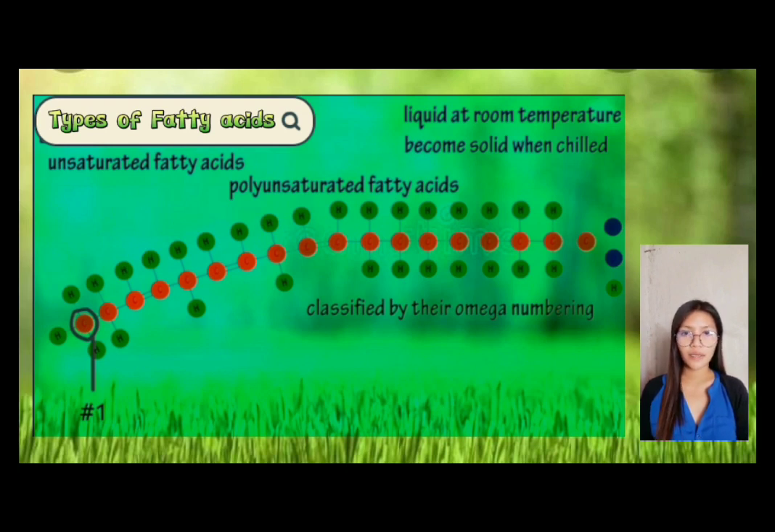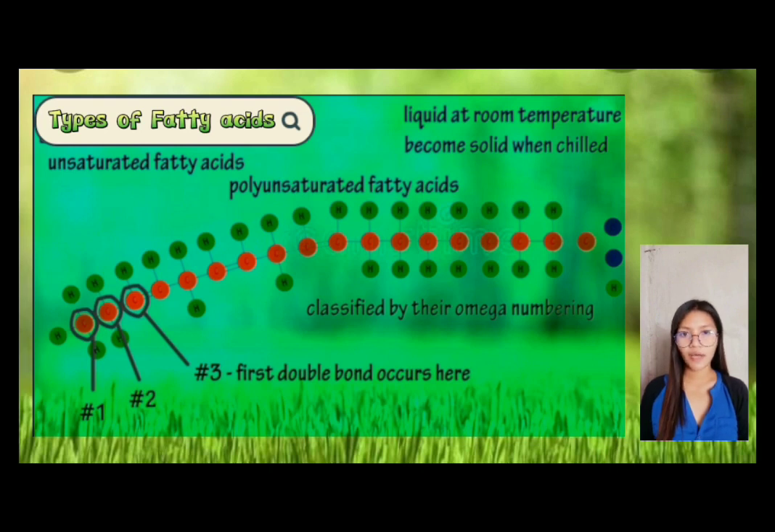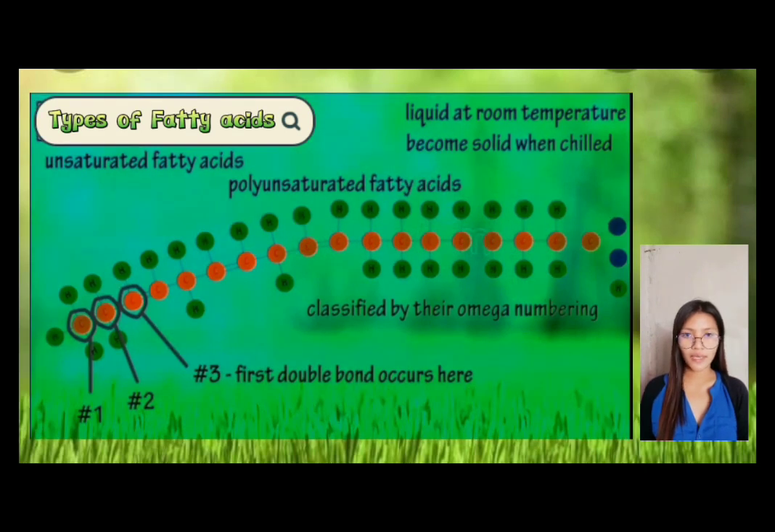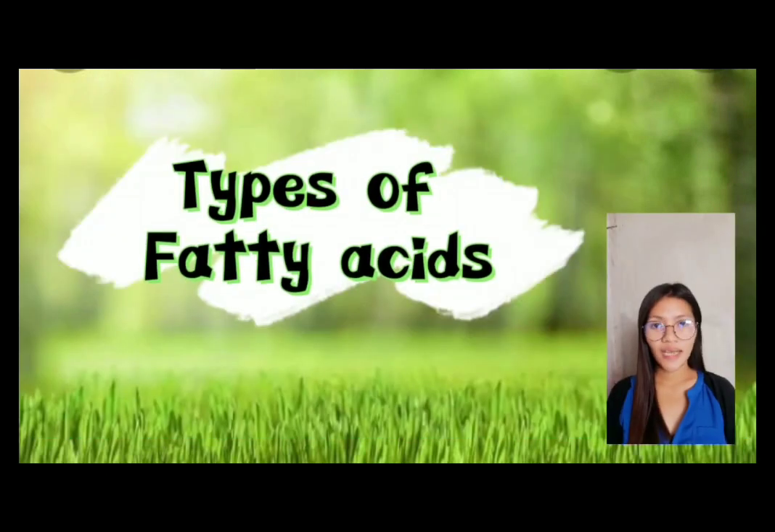Polyunsaturated fatty acids are generally classified by their omega numbering. The omega carbon is the carbon atom at the end of the hydrocarbon chain. There are types of omega fatty acids: 3, 6, 7, 8, and 9. These are determined by the location of the first double-bonded carbon atom. The fatty acid on the screen is the omega-3 fatty acid because the first double bond occurs at number 3; the other omega fatty acids follow the same rule. And that is the types of fatty acids.